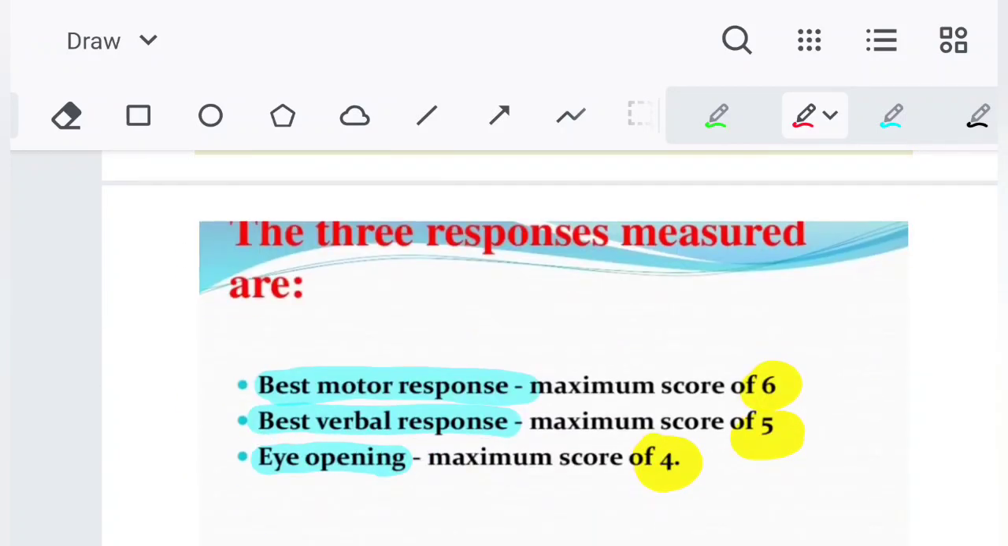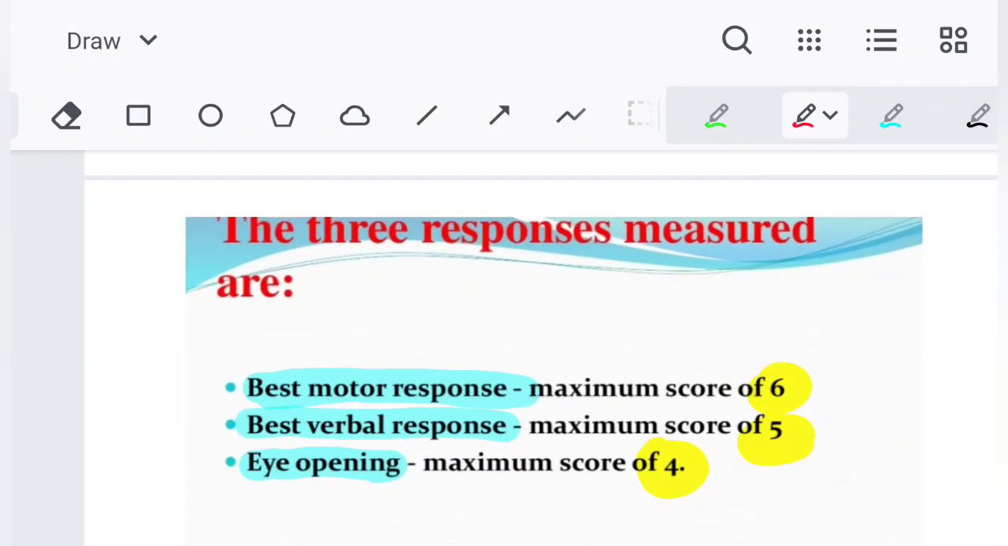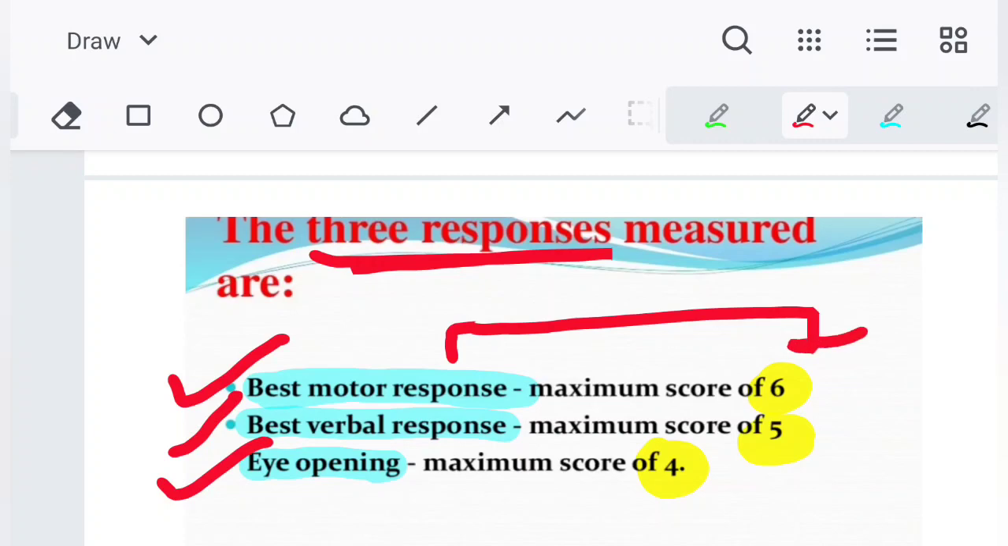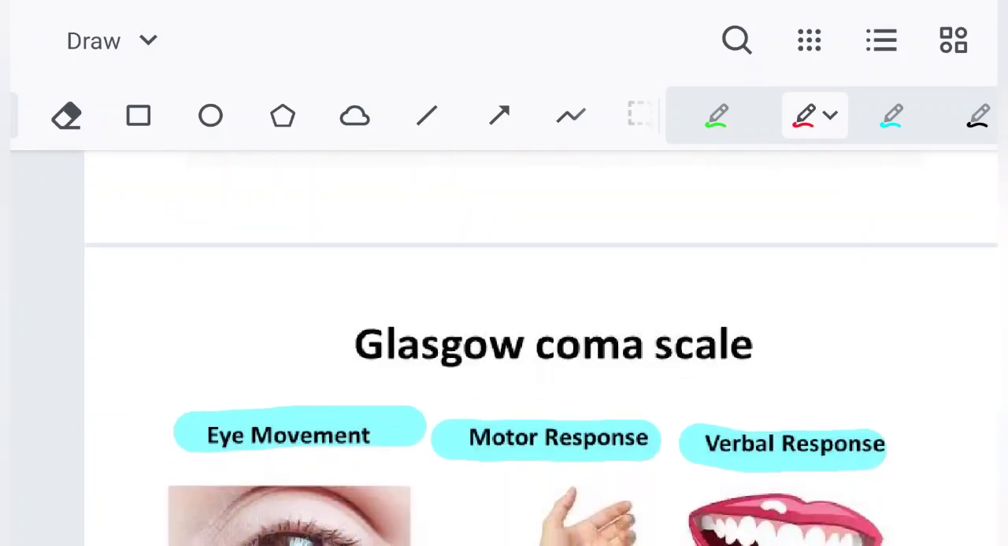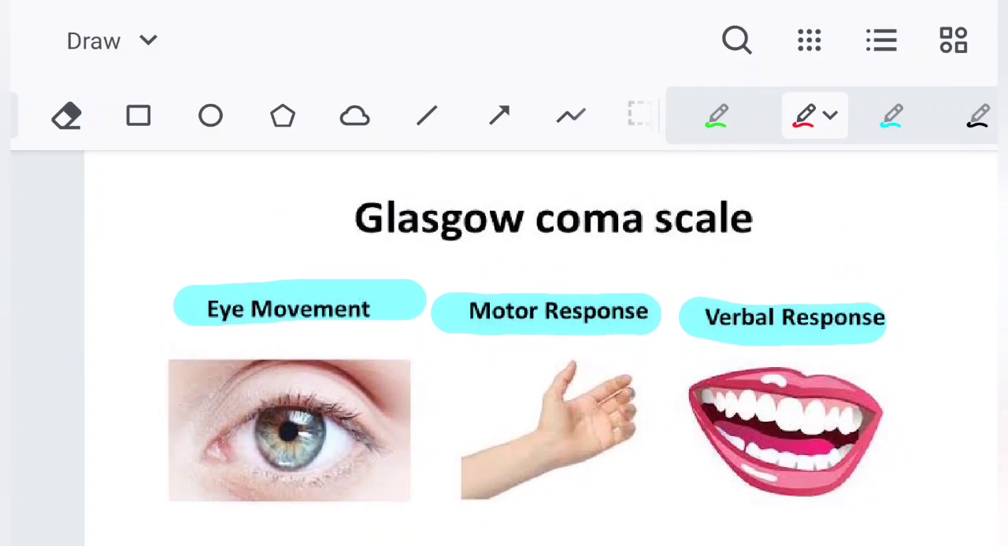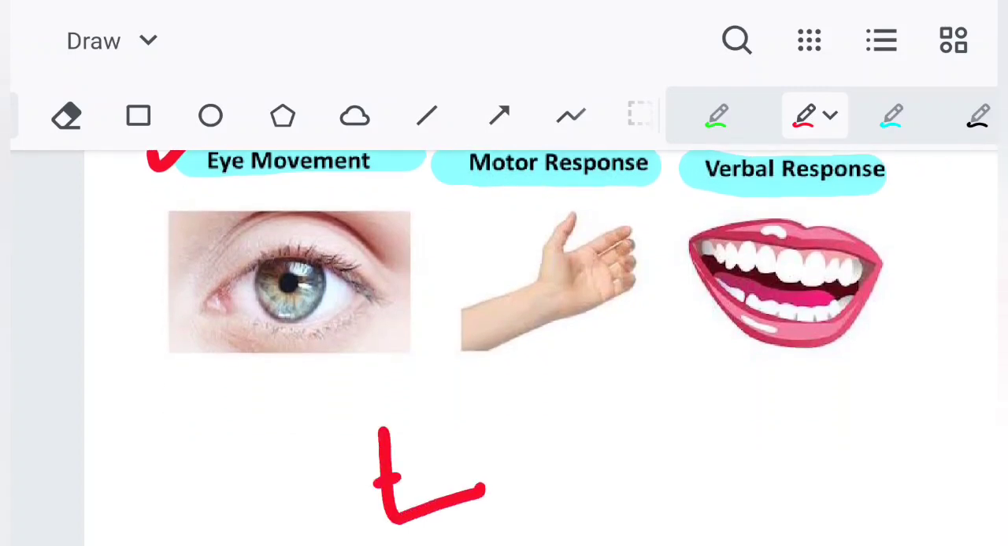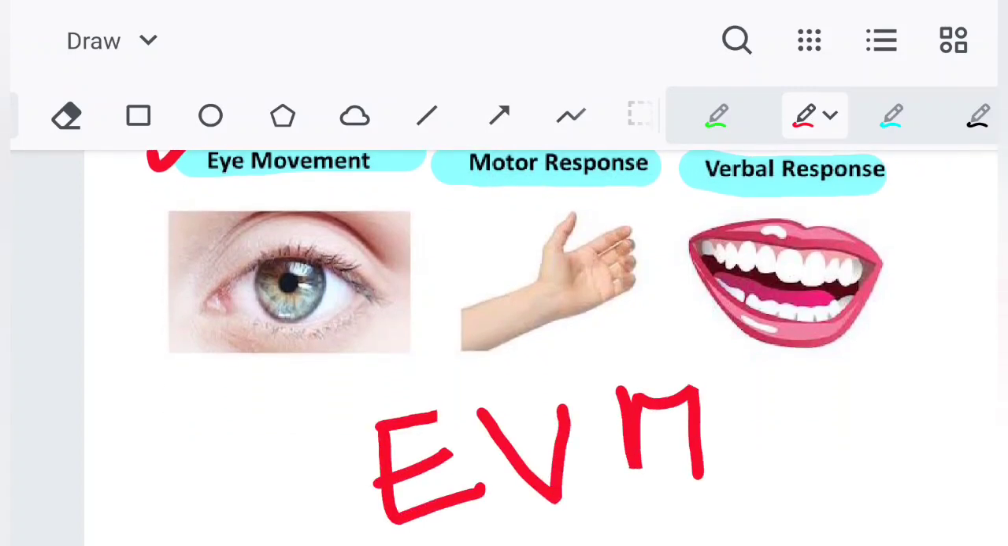So now let's come to the GCS score. Three responses are measured. That is, one is motor, then verbal, then eye opening. In motor, the maximum score is 6, then verbal is 5 and eye opening is 4. So the total score will be 15. Now these are the three components: eye opening, verbal response, motor response. So the mnemonic is EVM.